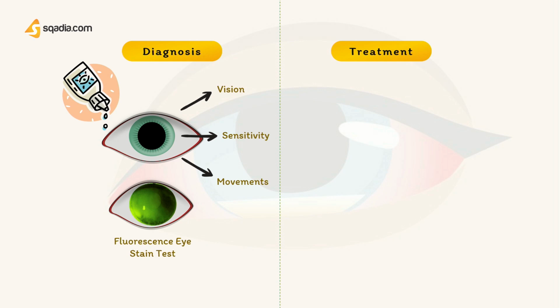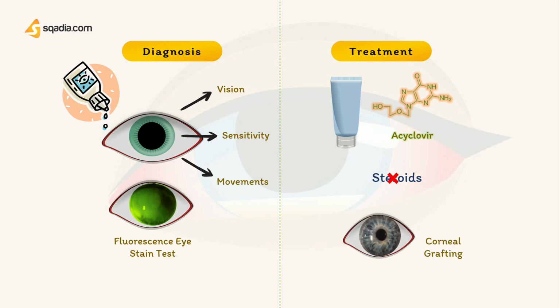A primary infection and early relapses are usually treated with topical acyclovir. Steroids usually worsen the keratitis. The progressive scarring that follows the repeated attacks can lead to a corneal opacity and is a common indication where we have to resort to corneal grafting.